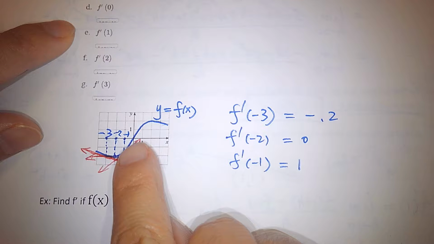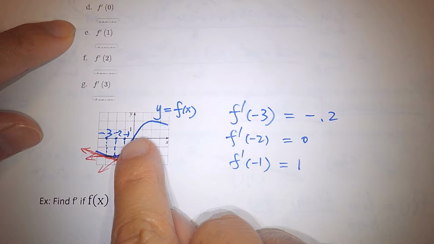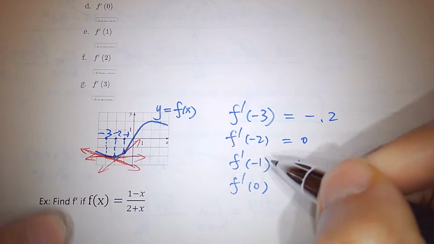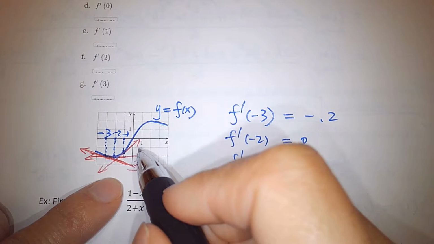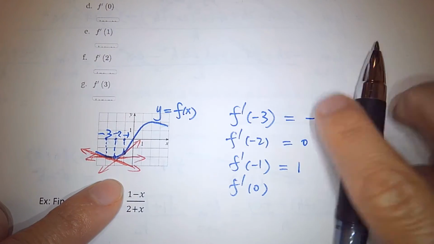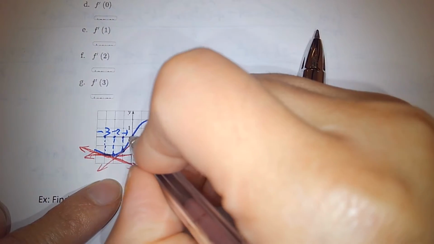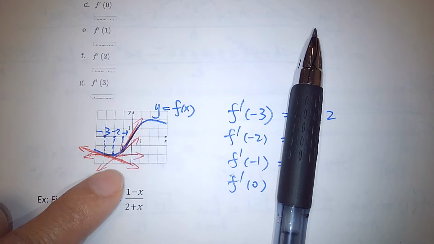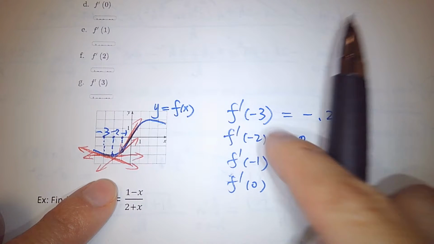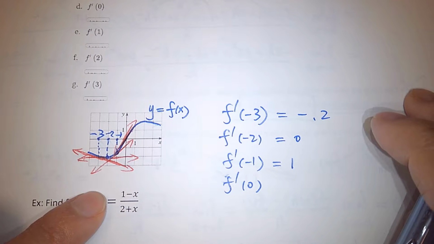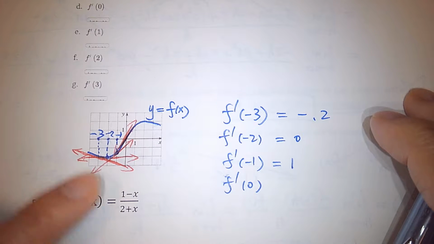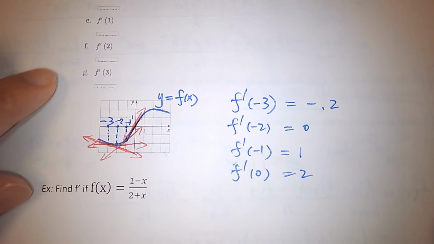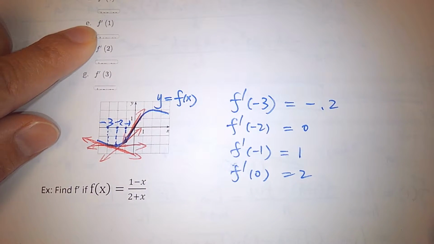So how about f prime of 0? It looks like this, right? It's going to be a number greater than 1. So let's guess 2 or 3. It's a guess. So let's guess it's 2. And then we do f prime of 1.